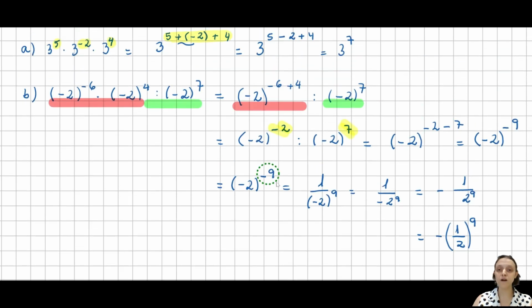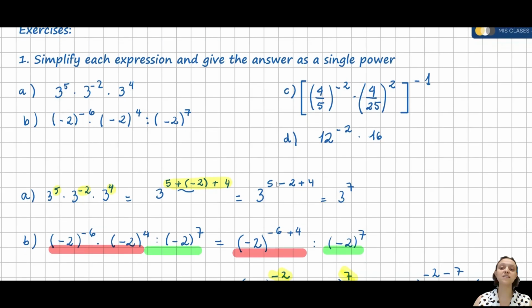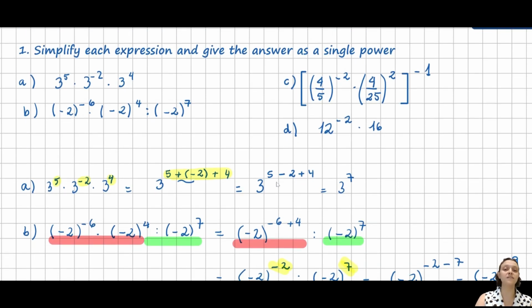Remember that the instruction, as you might have read, is to simplify each expression and give the answer as a single power. So that's what we're doing in every exercise so far. Let's go to exercise C, where we're going to do more things. We will have to take more elements into consideration and more steps in the middle of the exercise. So I am going to rewrite it.